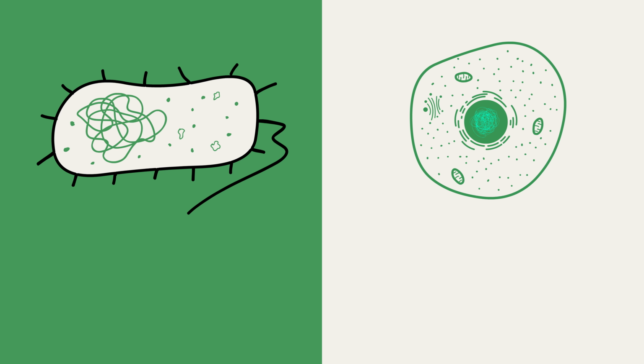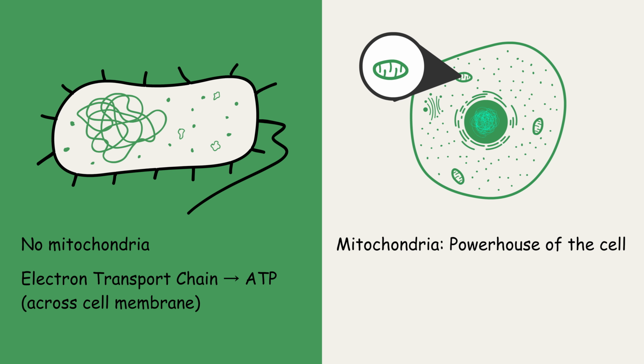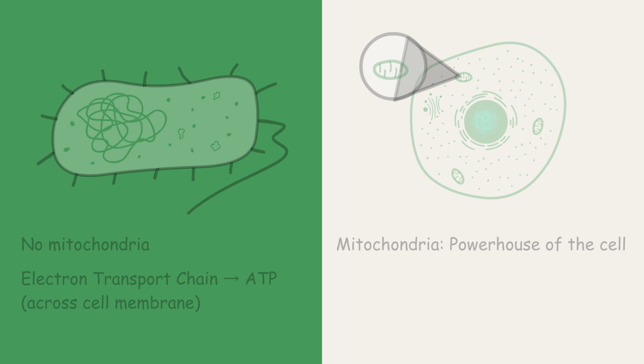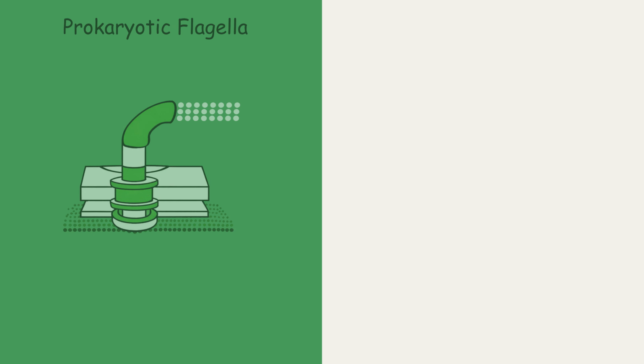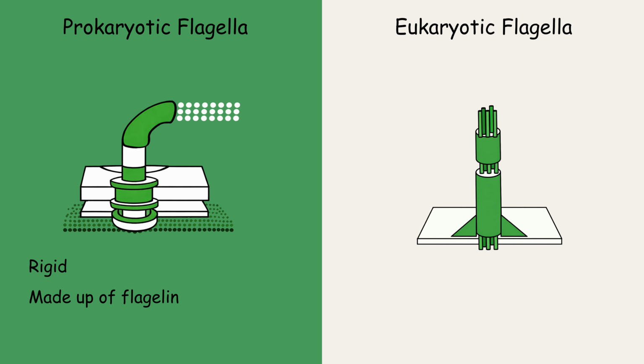If we talk about energy production, eukaryotes carry out respiration inside mitochondria, but prokaryotes don't have mitochondria to produce ATP, so they carry out electron transport and ATP synthesis across the cell membrane. For locomotion, prokaryotes move using simple flagella made of flagellin, and these rotate like a tiny motor, while eukaryotic flagella and cilia have the famous 9+2 microtubule structure, and they move in a wave-like motion.